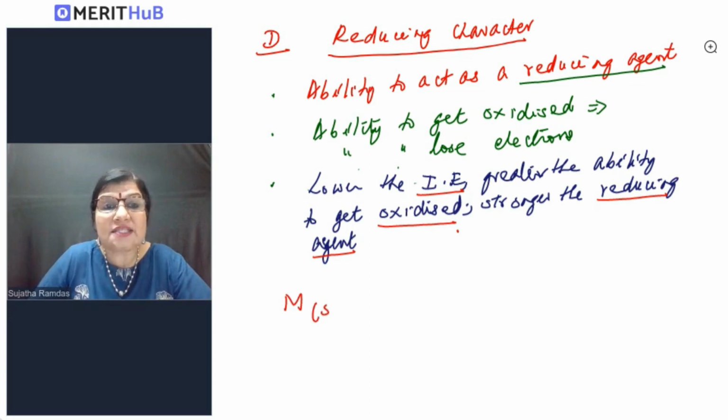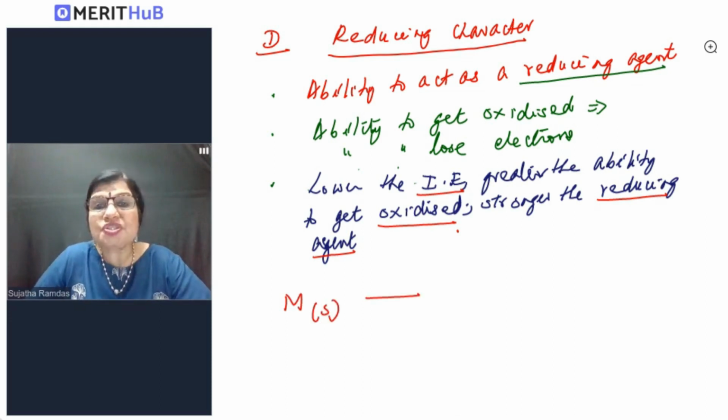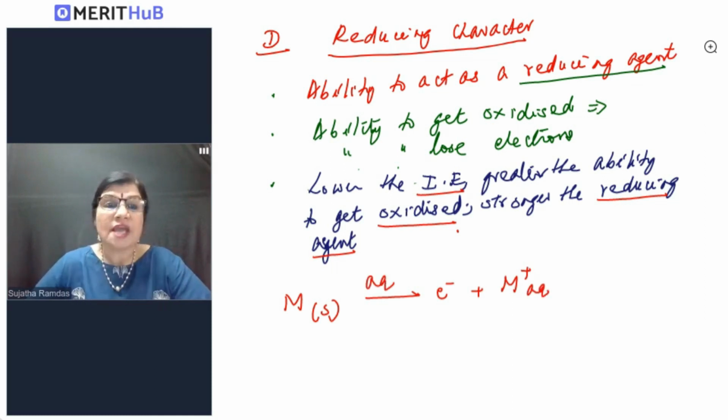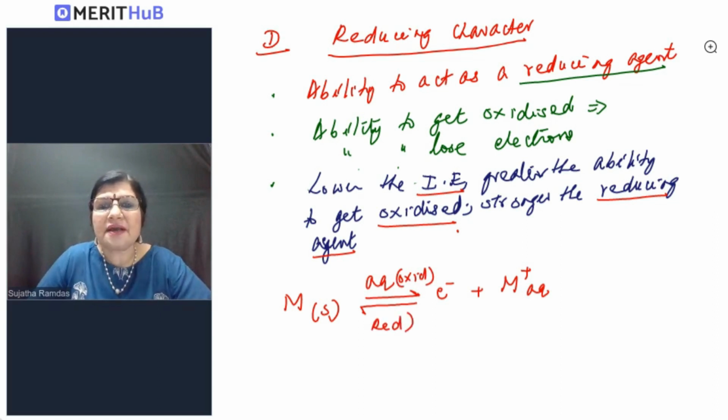A metal in the solid state will lose an electron to give you the metal ion, okay? And in aqueous medium it will be the metal ion in the aqueous medium. So when we talk about the reducing character, we imply the reducing character in aqueous solution reactions, right? So reactions imply aqueous medium. So this is the reaction. The forward reaction is oxidation and the backward reaction is reduction. So you're aware of that.